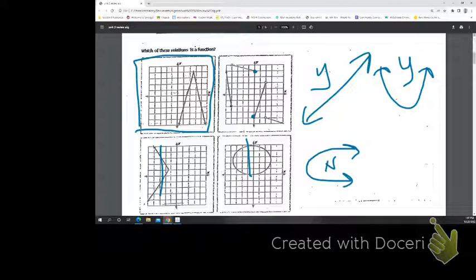So on the test, it's actually worded as which one is not a function. There are 4 choices. If you prefer, you could just tell me yes or no for each of the 4 choices.